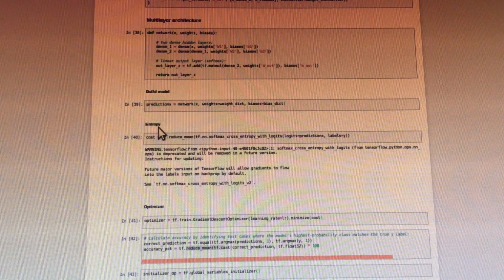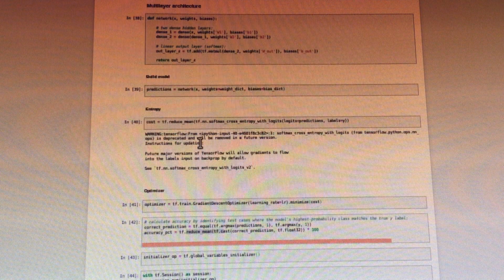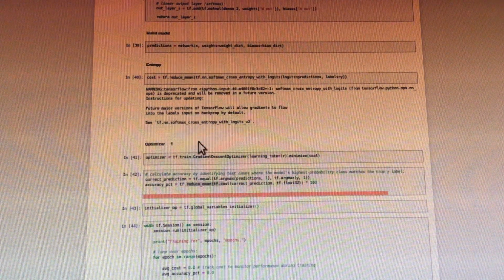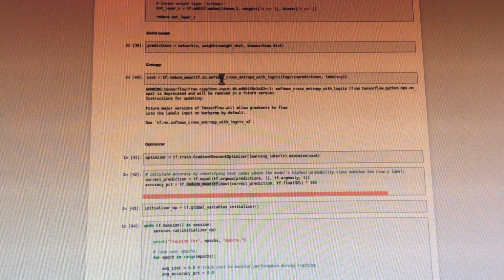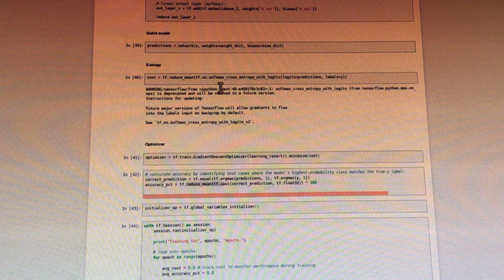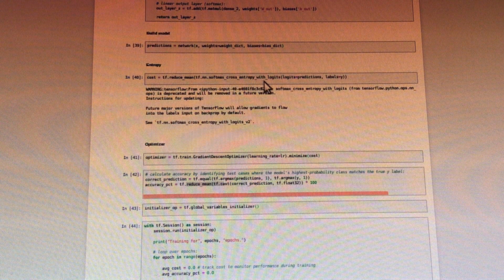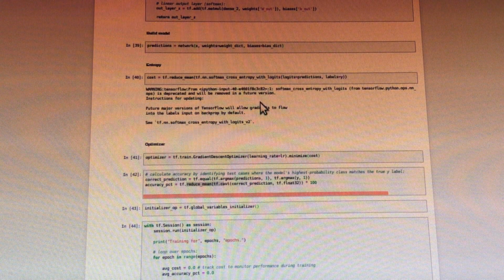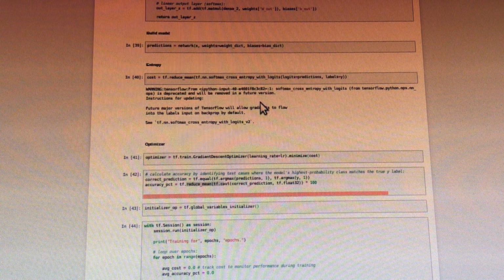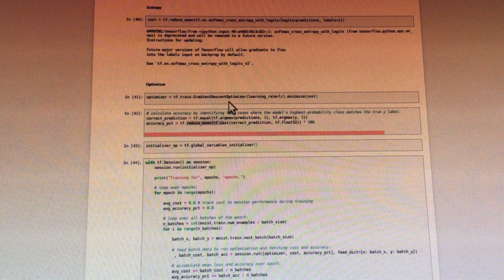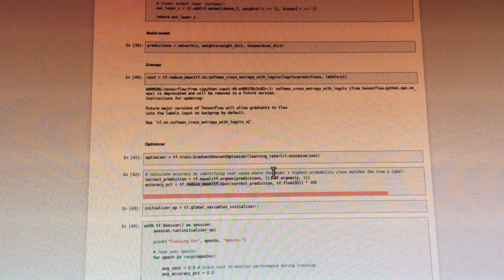Again, cross entropy is used to minimize our loss. TensorFlow has tf.nn.softmax_cross_entropy_with_logits. Other entropies are also available, like tf.nn.sigmoid, and we are using here the gradient descent optimizer, and the learning rate is also used here.